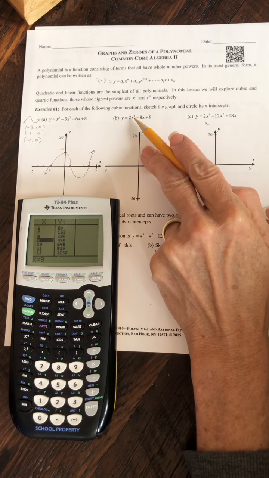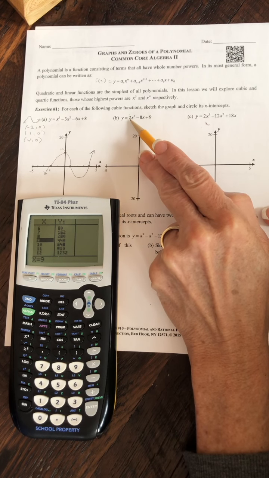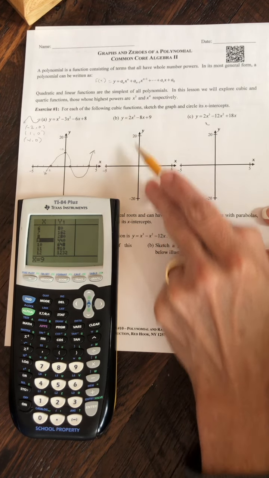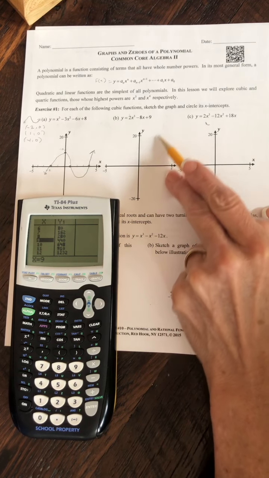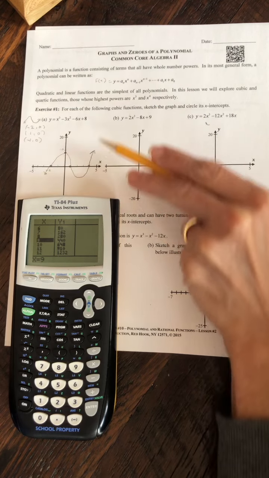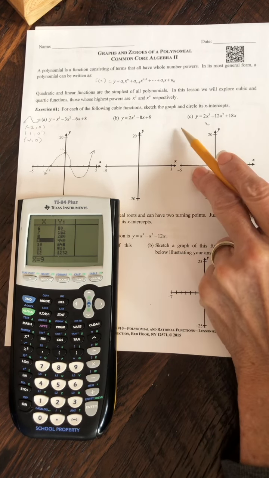this says 2x to the third minus 8x plus 9. Now, because our a is greater than 1, and it's also positive, but because it's greater than 1, we know that this is going to be a stretch. So it's going to look longer and skinnier. We also know it's positive, so it's going to follow that behavior. It's going to start low and end high, and there's going to be 3 turns going on.